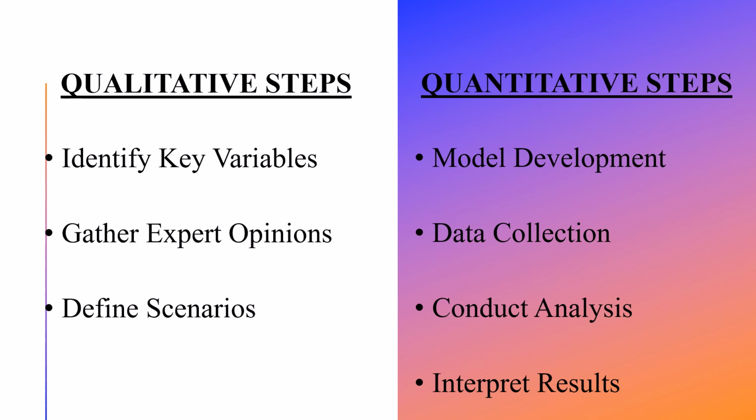And then fourth, you interpret results by analyzing the results to identify which variables have the most significant impact on your business model, enabling informed decision making. By following these qualitative and quantitative steps, businesses can effectively assess risk, leading to better decisions that align with strategic goals.